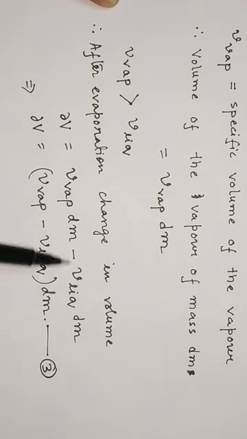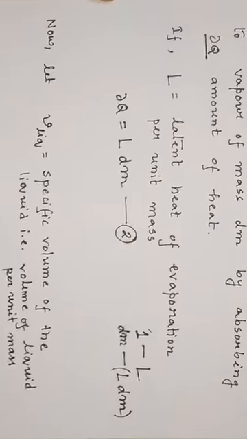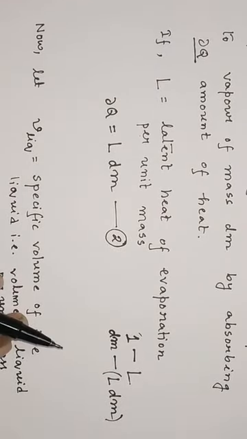So after evaporation, the change in volume, let us call it delta V, equals V vapor into dm minus V liquid into dm, which equals delta V equals (V vapor minus V liquid) into dm. Let's say it is our equation 3. Now if we combine this equation 3, which gives us the value of delta V, and equation 2, which gives us the value of delta Q.